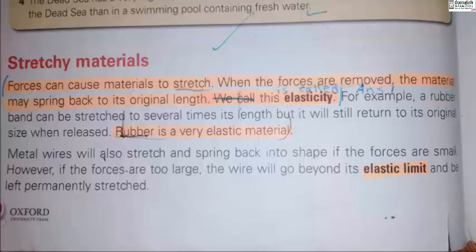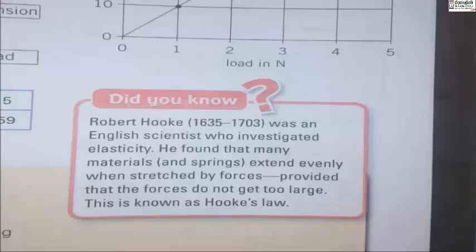Metal wires will also stretch and spring back into shape if the forces are small. However, if the forces are too large, the wire will go beyond its elastic limit and be left permanently stretched. So here they are explaining to you the concept of elasticity and elastic limit. On the next page you can see that the concept of elasticity was given by Robert Hooke, and the elasticity is known as Hooke's law.